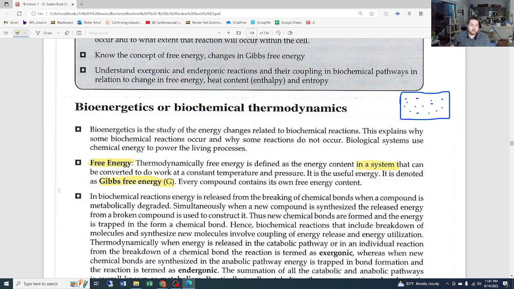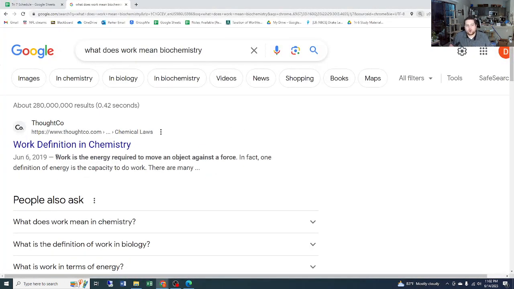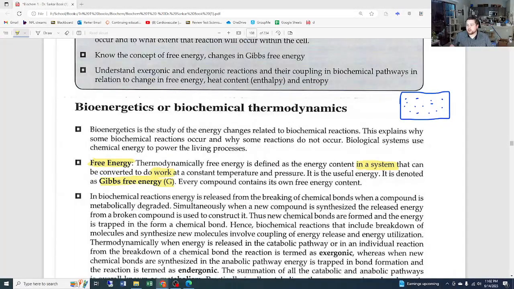And now we're going to talk about how the energy can be converted to do work. Work, in the sense of biochemistry. Let me pull up a good definition. We'll stick with this one: work is the energy required to move an object against a force. Okay, moving an object against a force. That'll be important a little bit later on.